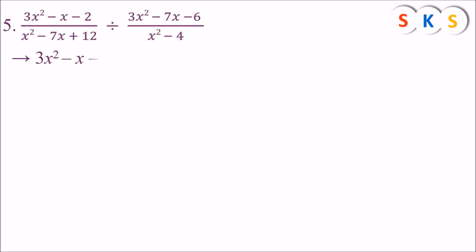Now here we have question number 5. 3x square minus x minus 2 whole upon x square minus 7x plus 12 divided by 3x square minus 7x minus 6 whole upon x square minus 4. Now first we will factorize the numerator of the first fraction, that is 3x square minus x minus 2. So what we are going to do over here, we are going to multiply 3 with minus 2, that gives us minus 6, right?